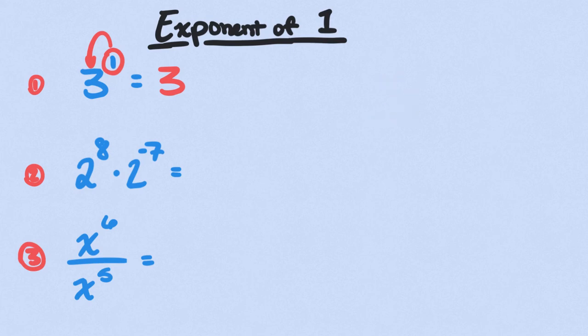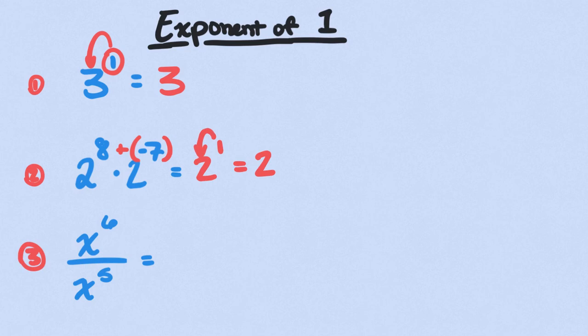So, for example, the next one, 2 to the 8th power times 2 to the negative 7th power. Well, let's go ahead and add those exponents real quick. So 2 to the 1st power. And so you can leave it like that. No one's going to be upset about you leaving it like that. But, again, it's kind of redundant. You can just write 2. 2 to the 1st power and 2 are the same thing because we're just saying we have 1 of our base. And so it's just 2.